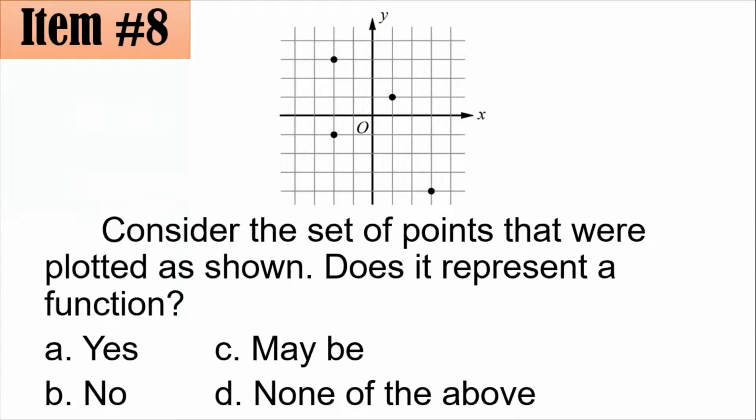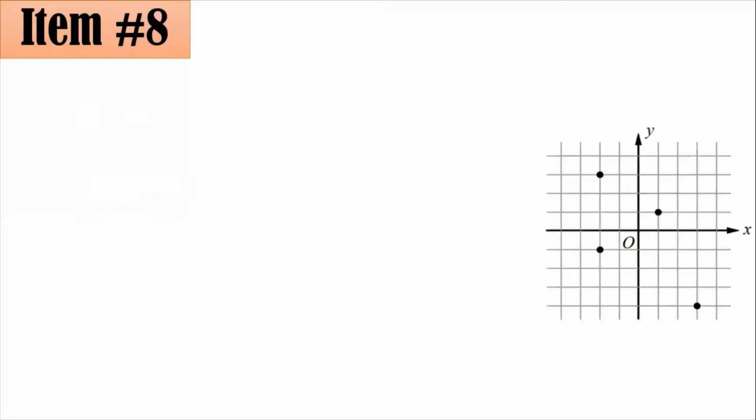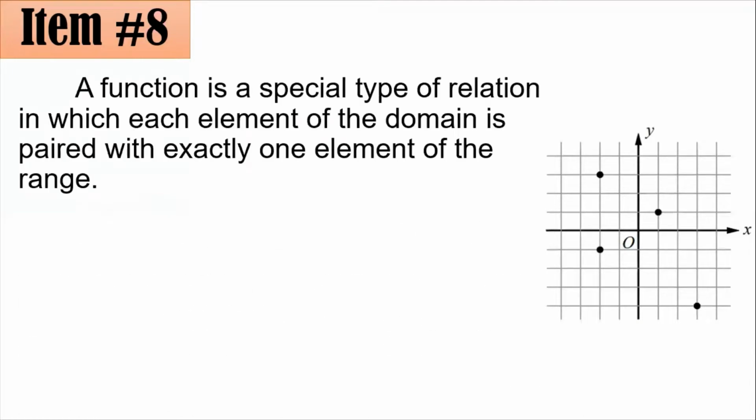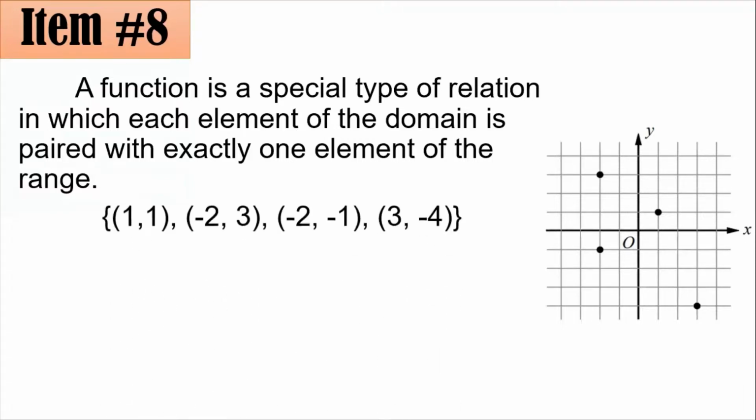So, before we answer this question, it is important to note that a function is a special type of relation in which each element of the domain is paired with exactly one element of the range, or your y. So if you could see here, we have the points (1, 1), (negative 2, 3), (negative 2, negative 1), and (3, negative 4).